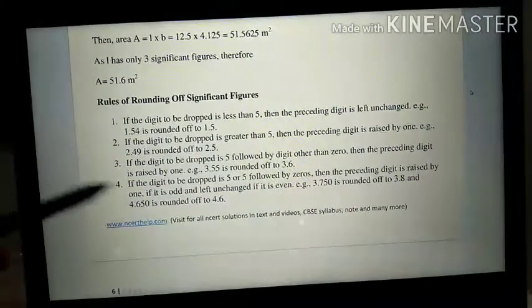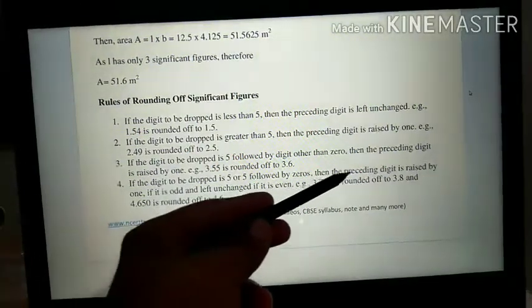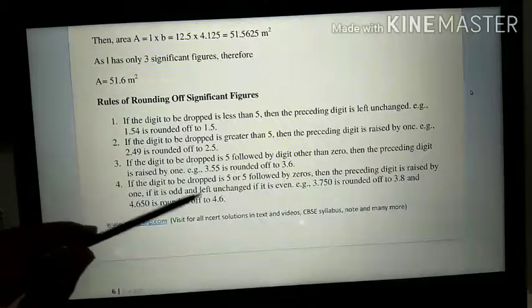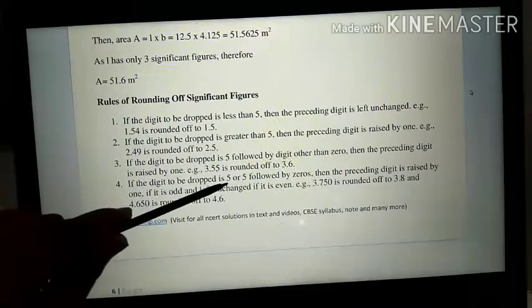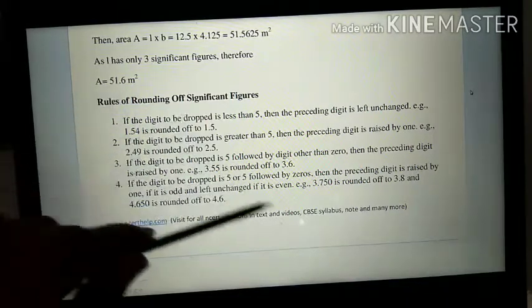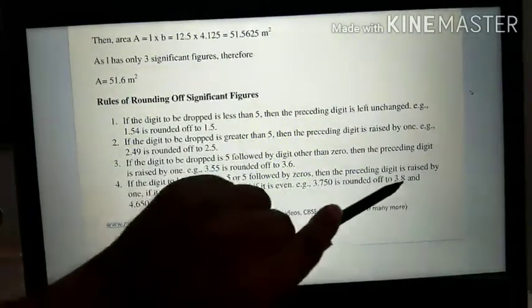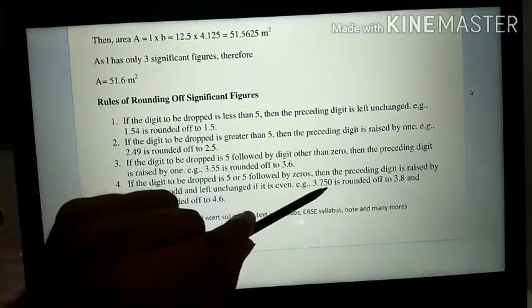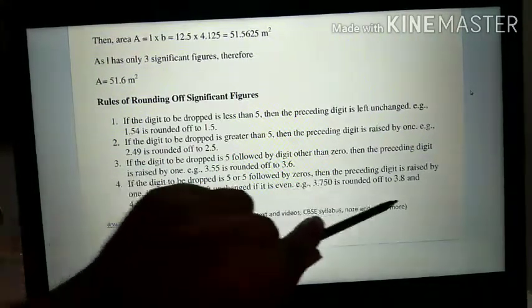If the digit to be dropped is 5 or 5 followed by zeros, then the preceding digit is raised by 1 if it is odd, or if it is even, the preceding digit is unchanged. Here in the example, 3.750 is rounded off to 3.8. Why? Because before the 5 the preceding digit is odd, so it is raised by 1. So we round this number to 3.8.